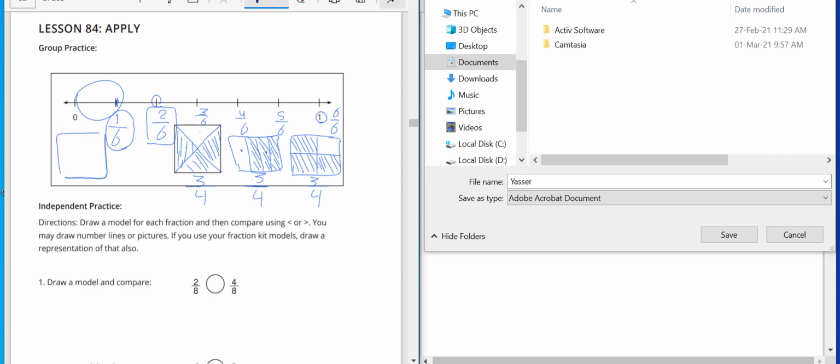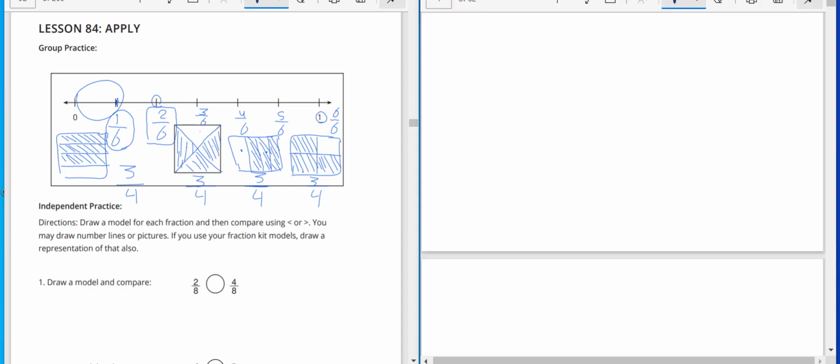And draw another square divided into 4 equal parts like this. 1, 2, 3, 4. When we shaded 3 parts like this, this fraction is called 3/4. Okay? This model represents the proper fraction 3/4 because 3 in the numerator is less than 4 in the denominator.